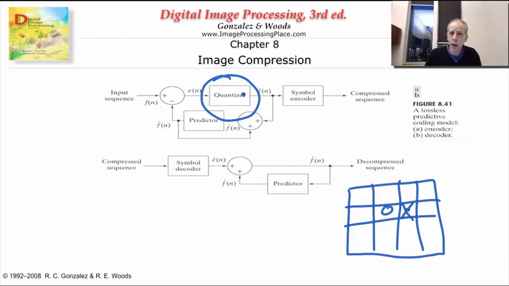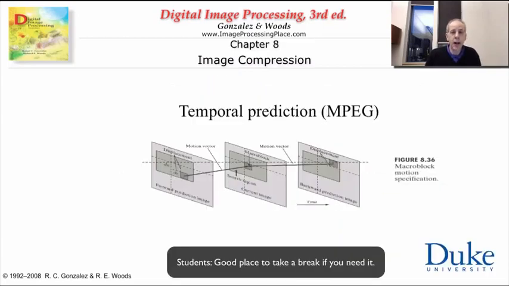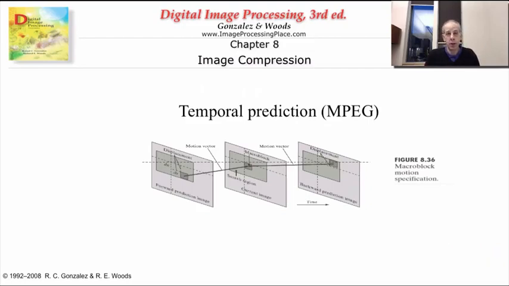Now, that's not the only way that we can do prediction. MPEG, which is the standard for video compression, is also based on prediction. But now I have multiple frames. So remember, in video, we have, let's say, 30 frames a second. So in order to predict, for example, this frame, I can use past frames to predict it. And the basic idea is very simple. If I'm filming a scene that is completely static, then every frame will be identical to the previous frame. And MPEG is trying to take advantage of that.